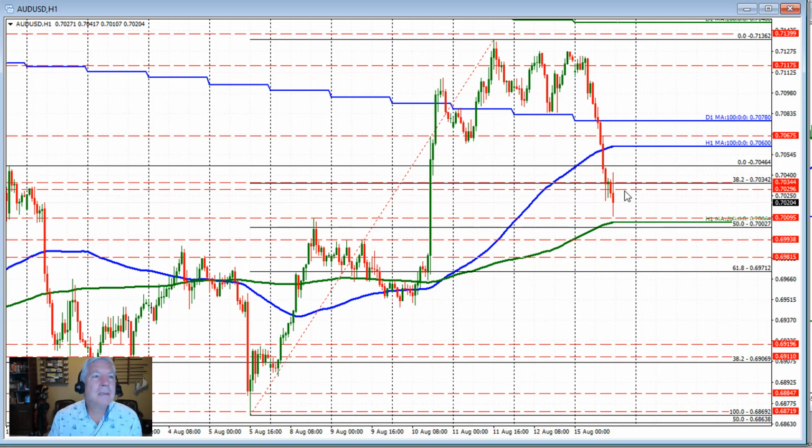Currently it comes in at 0.7008. That's just above the 50% retracement at 0.7027. So good support down here versus the 200-hour moving average, and the 50% retracement level is helping to stall the fall for the Aussie versus US dollar.